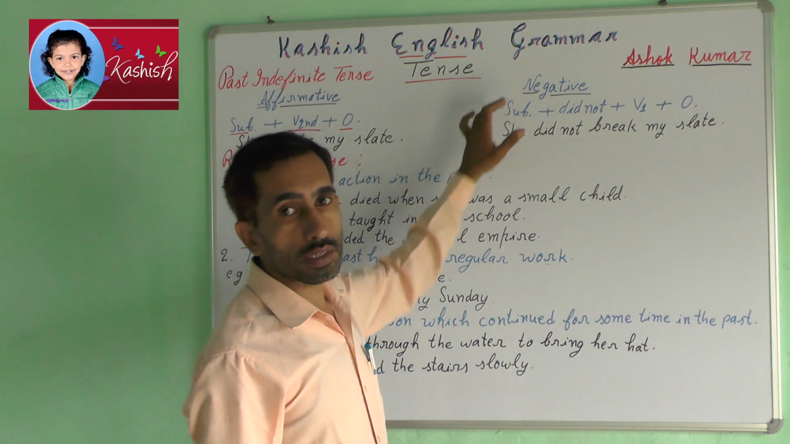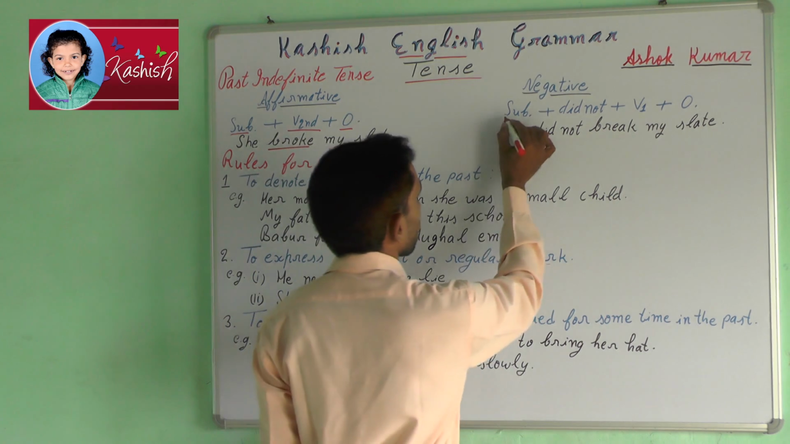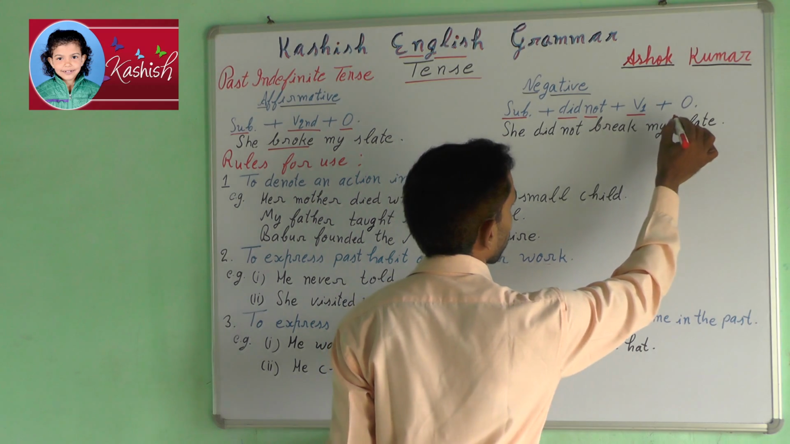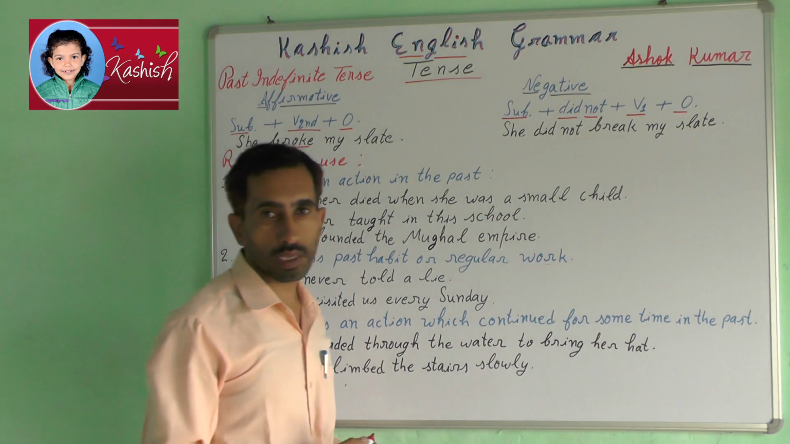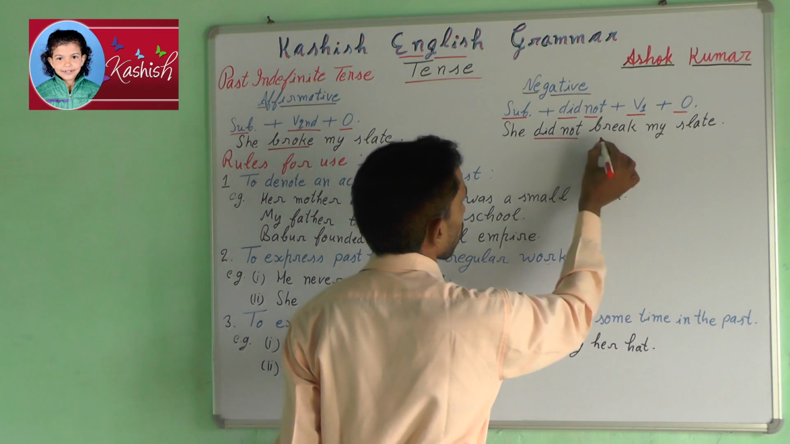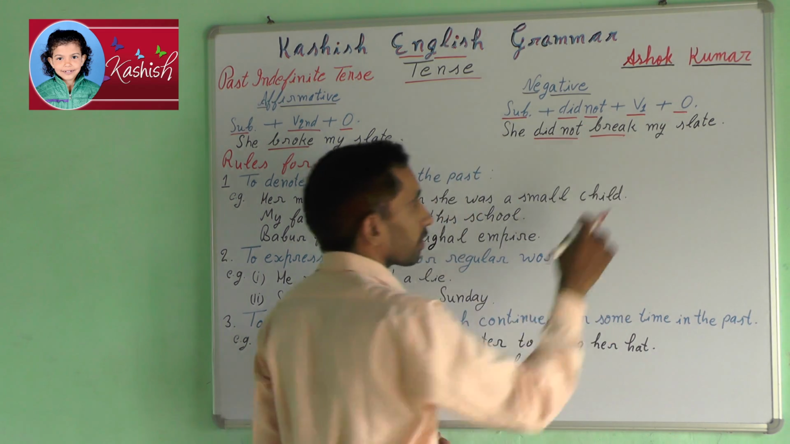Structure for negative sentences: subject plus did not plus first form of the verb plus object. For example, she did not break my slate.